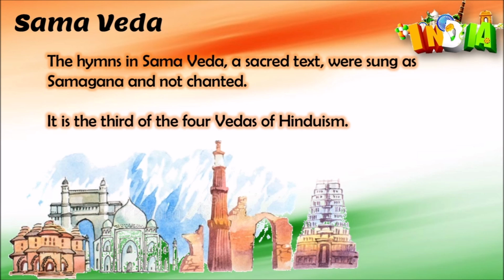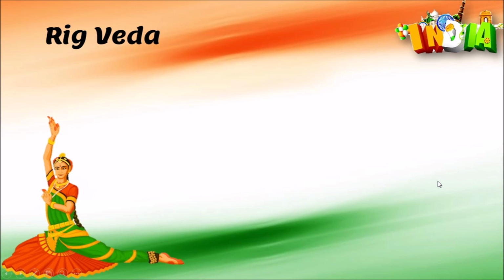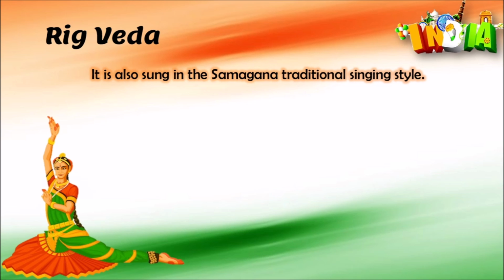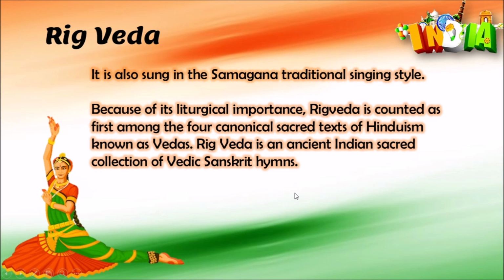It is the third of the four Vedas of Hinduism, but ranks next to Rig Veda in terms of its sanctity and liturgical importance. Rig Veda. It is also sung in the Samagana traditional singing style. Because of its liturgical importance, Rig Veda is counted as first among the four canonical sacred texts of Hinduism known as Vedas. Rig Veda is an ancient Indian sacred collection of Vedic Sanskrit hymns. Some of its verses are still recited as Hindu prayers at religious functions and other occasions.